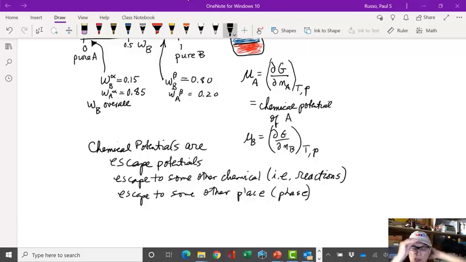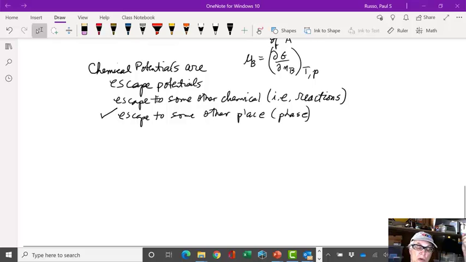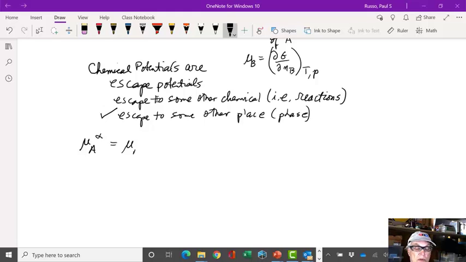Anyway, we're really talking mostly about this escaping to a different place, a different phase, a different part of the system. And the condition for phase equilibrium, like I've drawn here, is that the chemical potential of a component is the same no matter what phase it's in. So we could write that like this. Mu A in the alpha phase is equal to mu A in the beta phase. And it also has to be true, if it's a phase equilibrated system, that mu B in the alpha phase is equal to mu B in the beta phase.